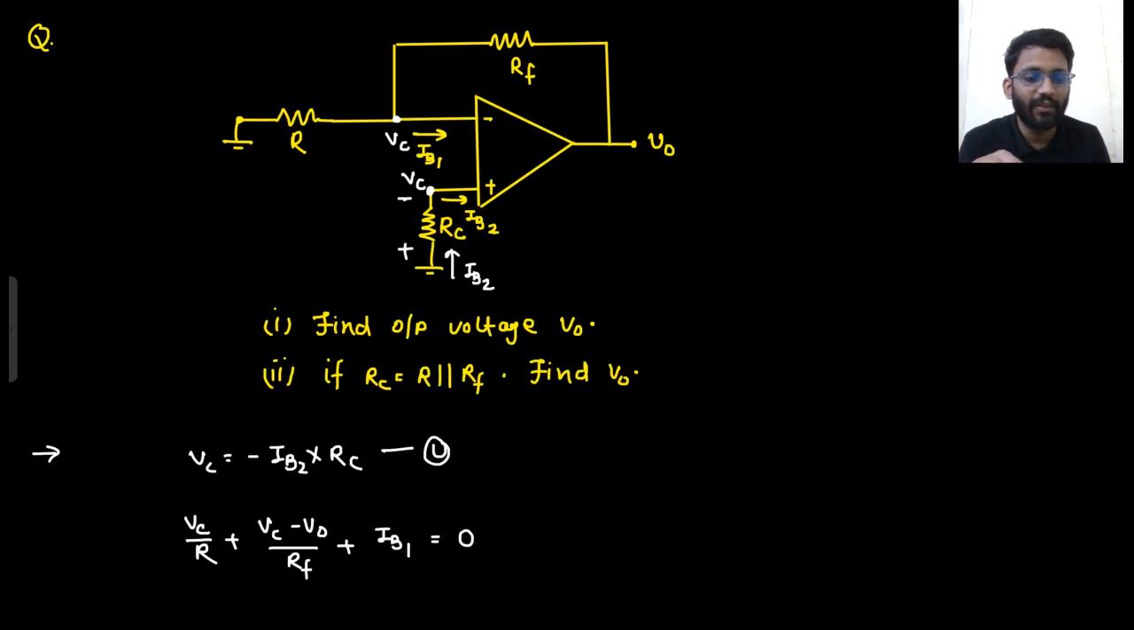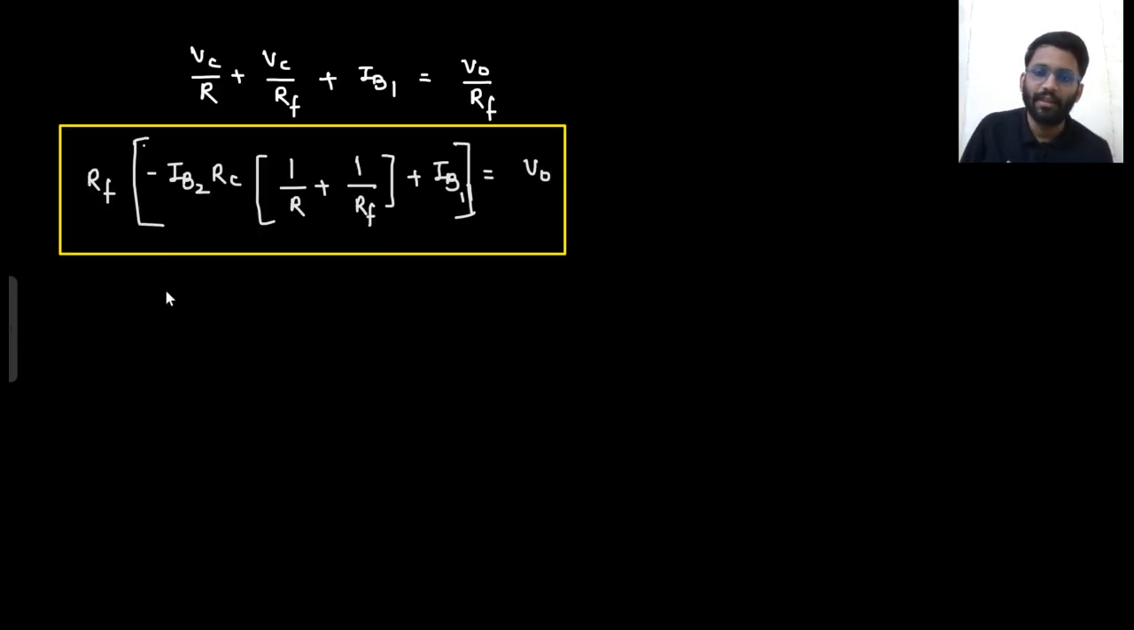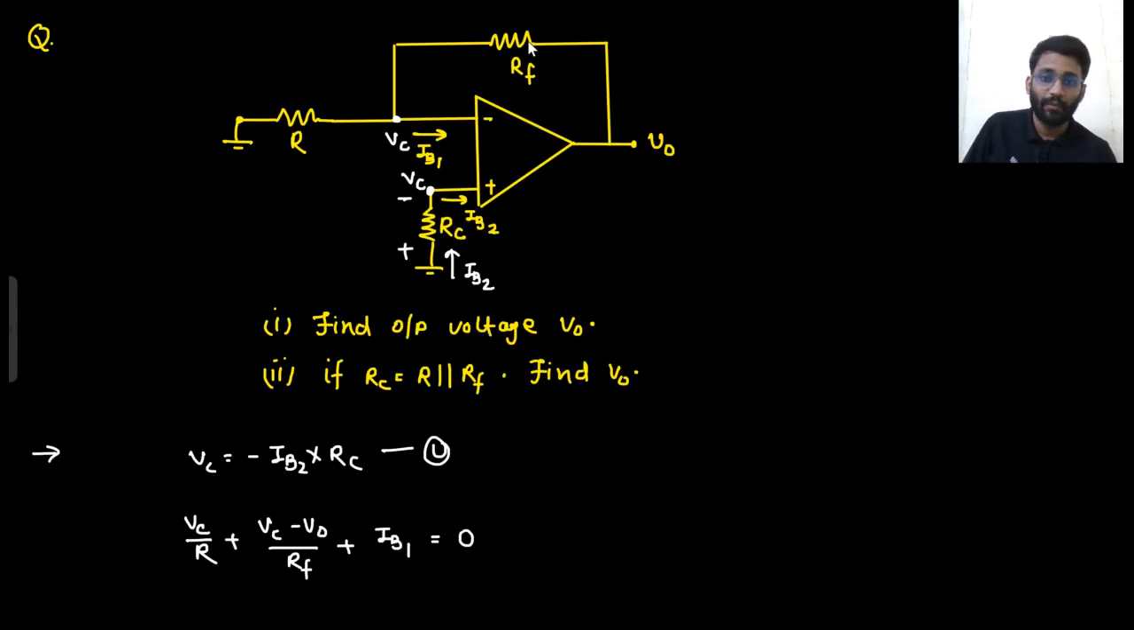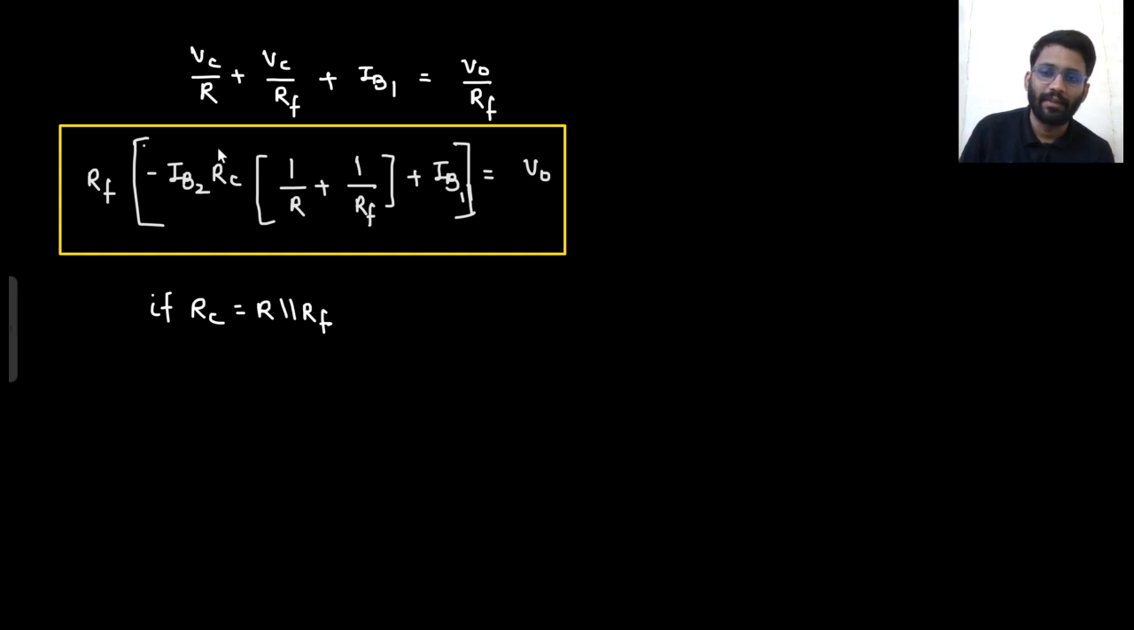Now what the second question is saying is that if RC is equal to R parallel with RF, the parallel combination of these two resistances, so what will happen? This RC can be replaced with R parallel RF.